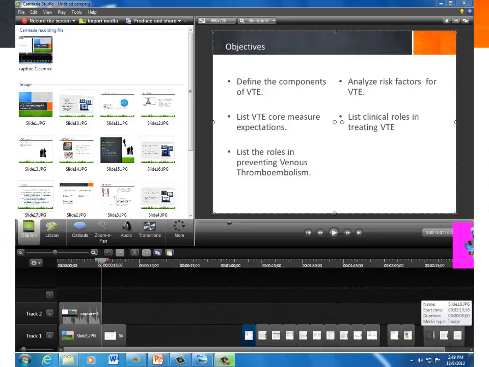Core measures list the minimum standard of care for frequently seen disease conditions. The core measures are meant to standardize care according to evidence-based practice. The ultimate goal is to reduce the impact of these conditions on the population.